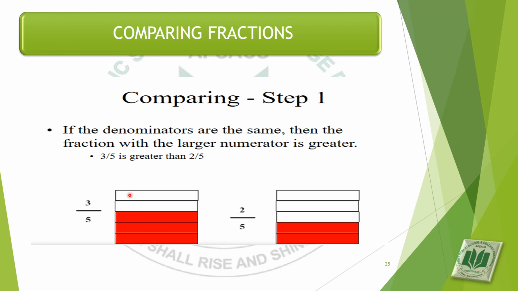So the numerator here is 3 and this is 2. So 3 is greater than 2. So the fraction that contains 3 as a numerator will be the larger or greater fraction. So 3 by 5 is greater than 2 by 5.